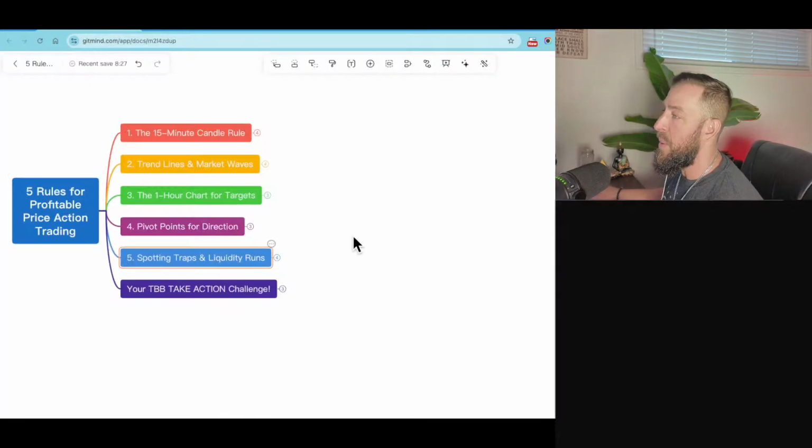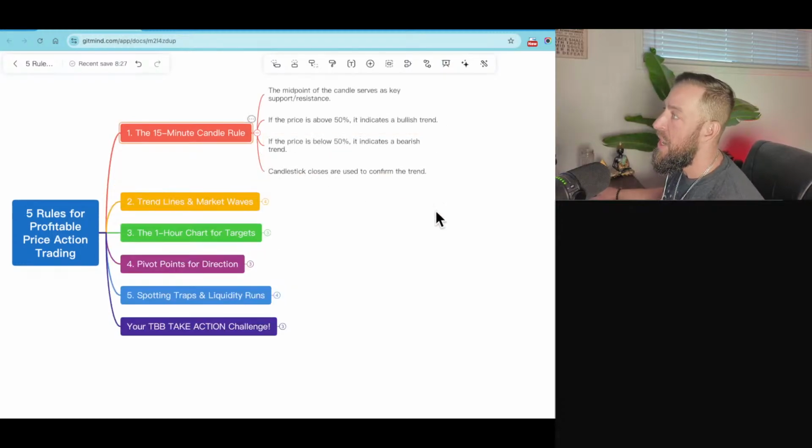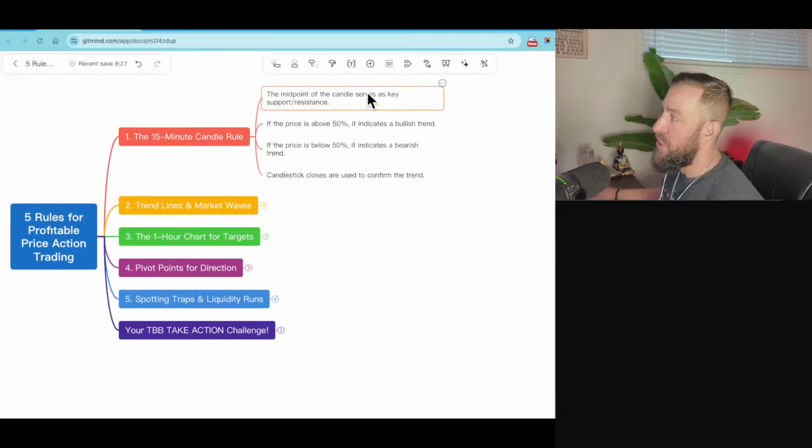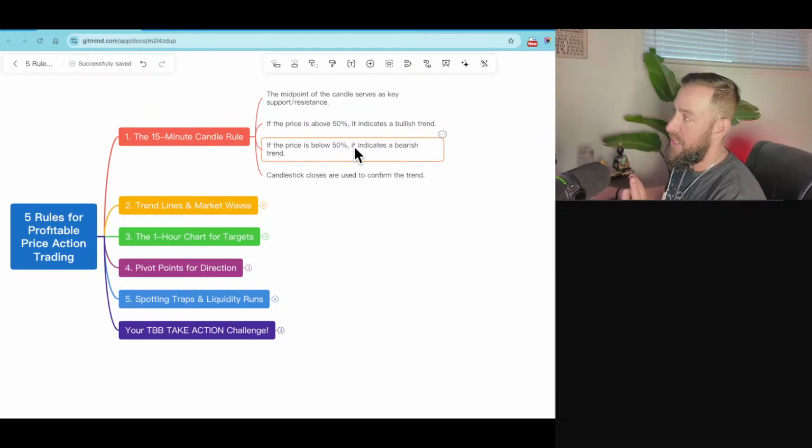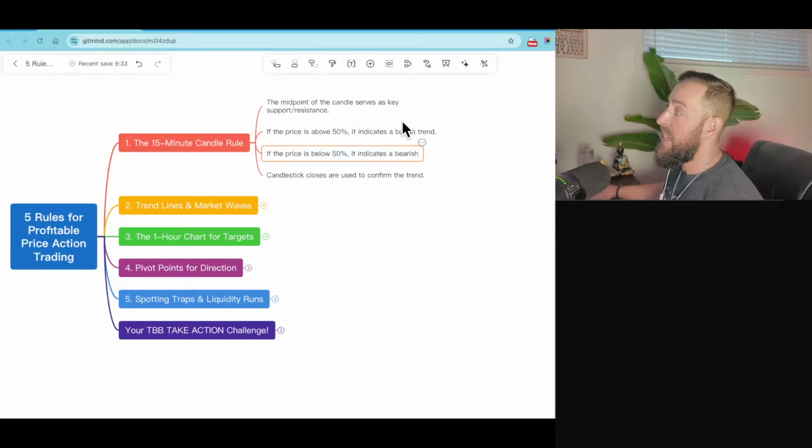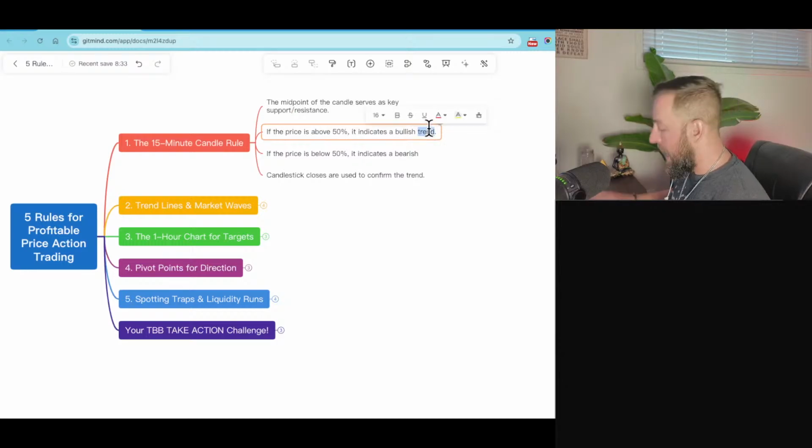All right, so we're going to mark that 50%. So the midpoint of the candle serves as key support and resistance. Another way to say it, support and resistance. And the rule is this: if the price is above 50%, bullish trend. If the price is below 50%, bearish. Okay. And I'm just going to change this to say bearish. I'm not going to say a trend because it may or may not be a trend. It might just be bullishness.